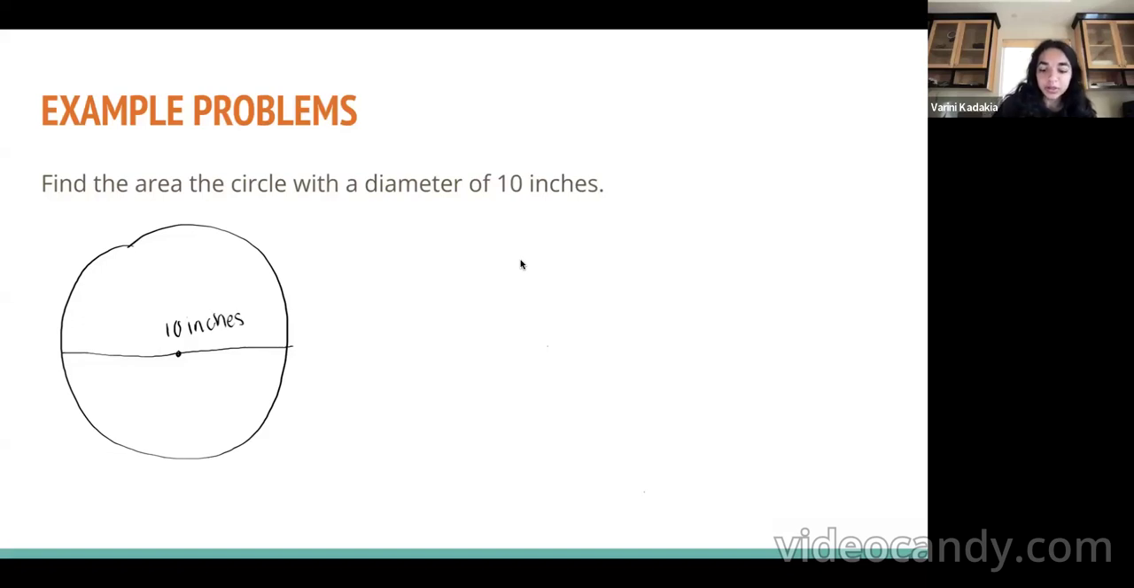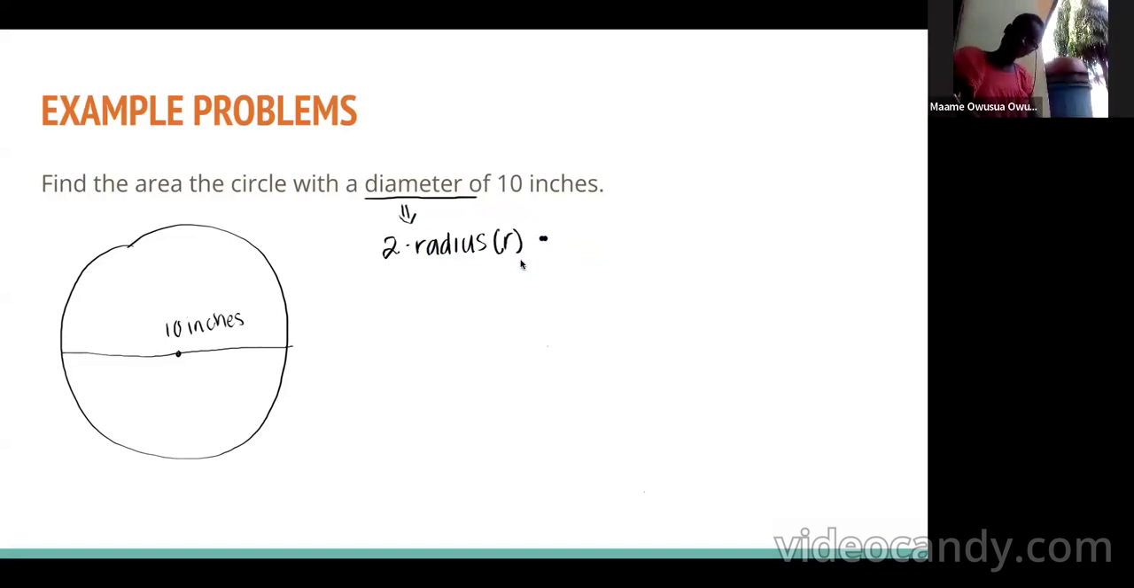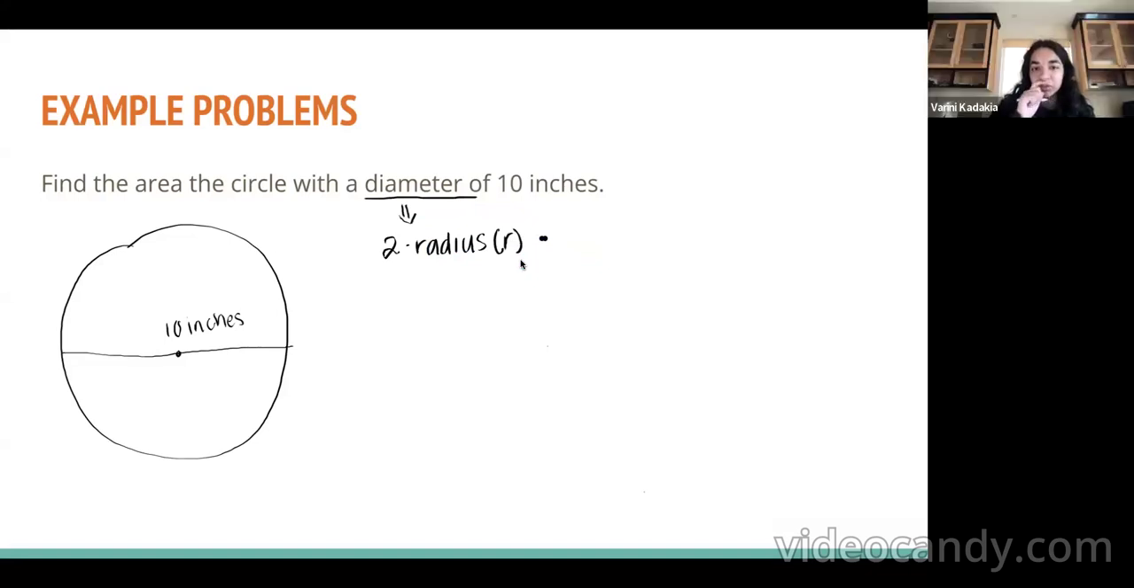So the diameter of a circle is actually 2 times the radius. So maybe that will help you. I think I didn't go over that before, so this might be new. But the diameter of the circle is equivalent to 2 times the radius, or r. So knowing that, you can find the radius and then plug it into the formula of pi times r squared, which will give you the area.